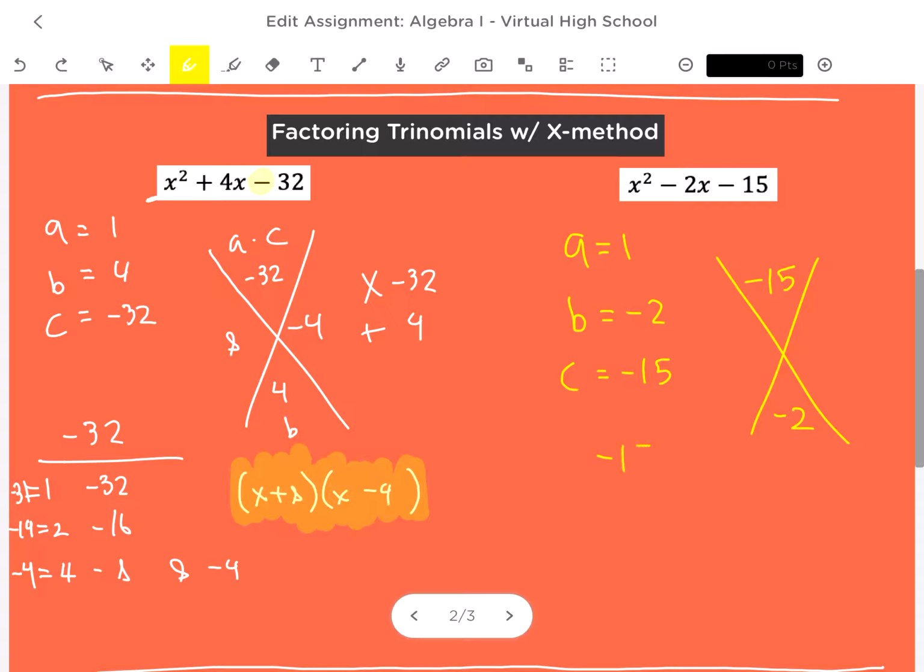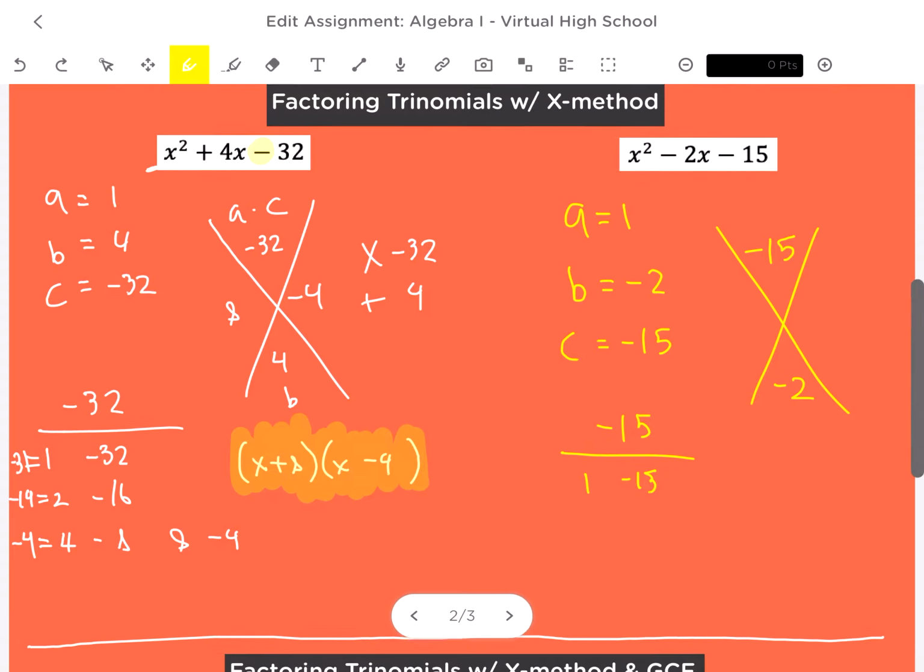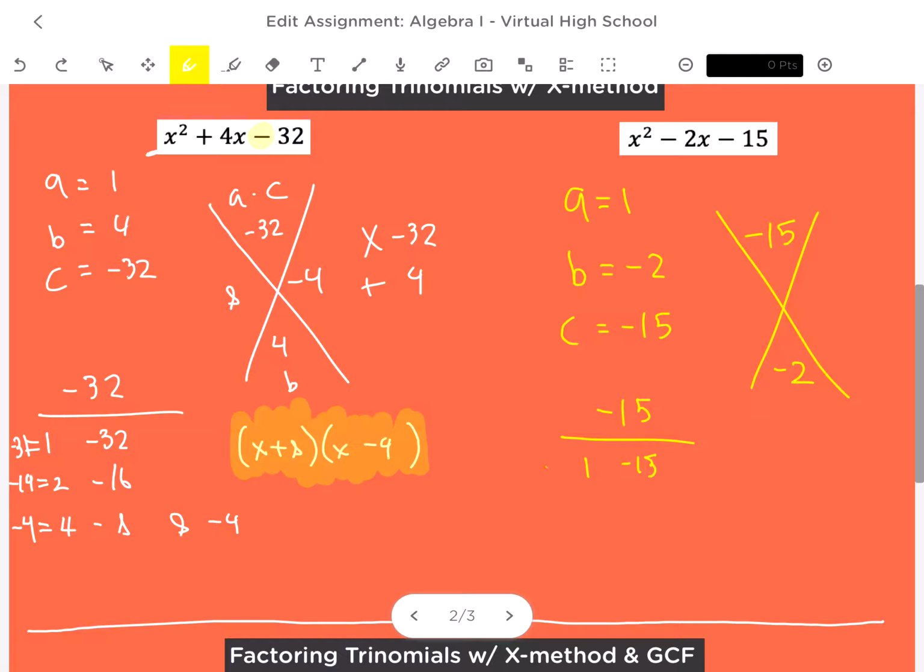So let's start with 1 and negative 15. So 1 minus 15 is negative 14. That does not match negative 2. Let's keep going. 3 and negative 5. 3 minus 5 is negative 2. So those two numbers are matching, right? This number matches this number. That means those are my two numbers. So I have 3 and negative 5. So my factored form is x plus 3 and x minus 5. Okay?